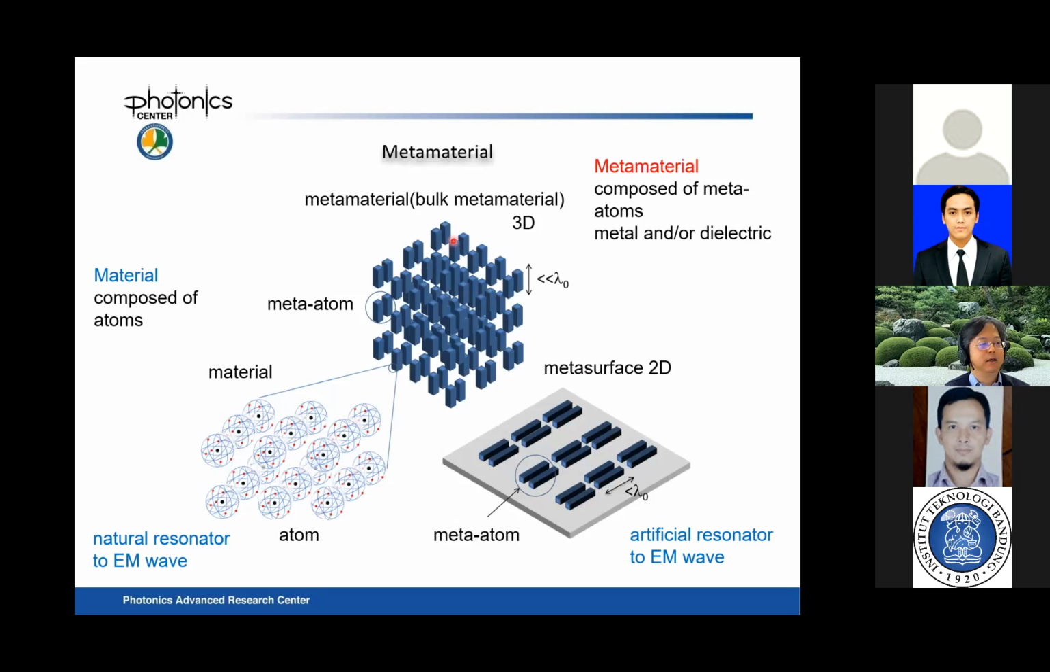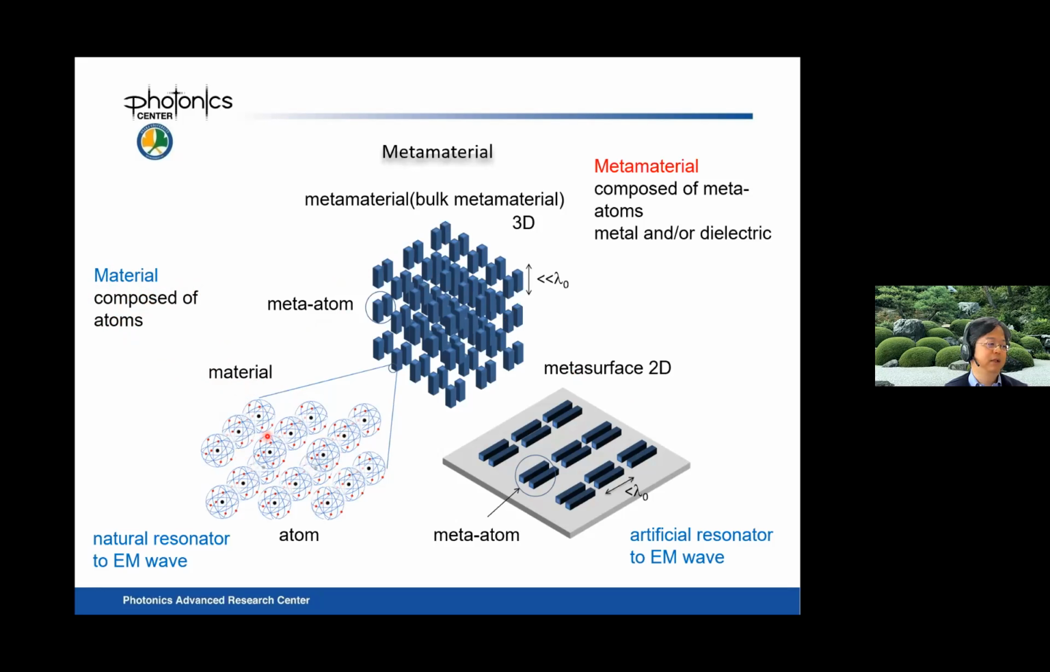Before saying this, I would like to say about the material. As you know, material is simply composed of atoms, many atoms. Crystal or amorphous, anyway, material consists of many atoms. And like this, metamaterial is composed of a lot of meta-atoms. Meta-atom is an artificial, human-made structure. As you can see, this is meta-atoms. This is atoms. And very simple.